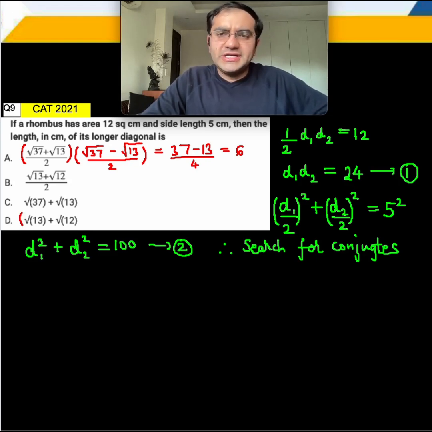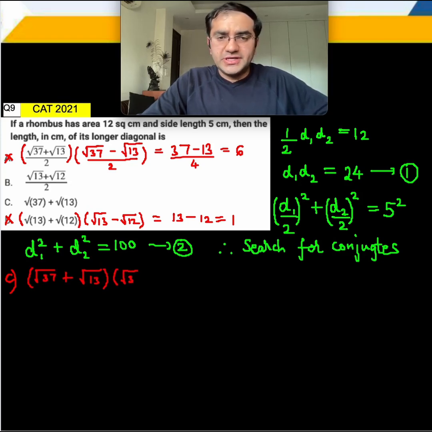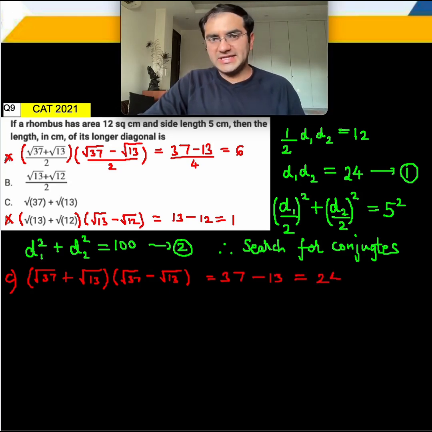I try option D because it looks a little easy. Multiply by root 13 minus root 12, that's 13 minus 12, that's 1. But I need 24. So now option C is looking viable. So I'll take option C for my calculations. Root 37 plus root 13 into root 37 minus root 13 is 37 minus 13, that's 24. Equation 1 has now been satisfied.